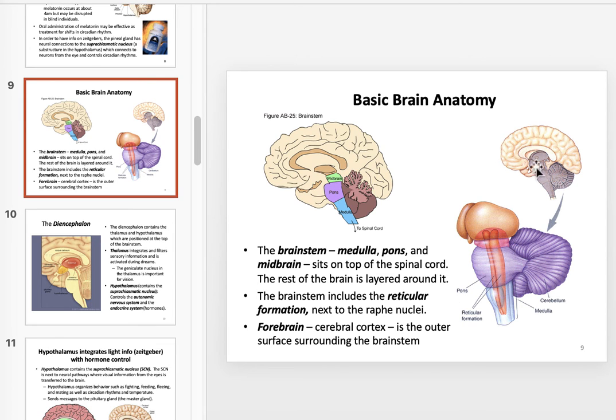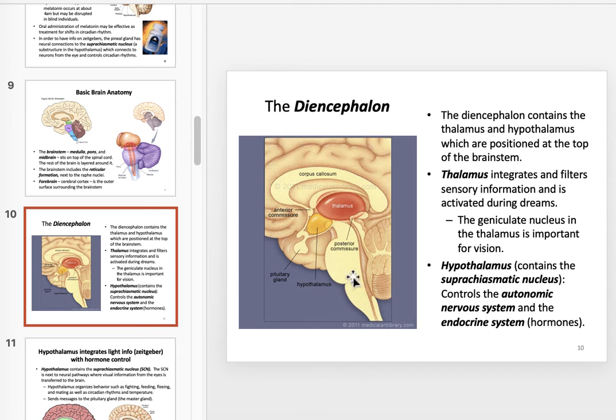Everything else outside this brainstem, so if the brainstem is a stem and your brain grows around it during development, well, we call that your forebrain, your cerebral cortex, and it's the outer surface that surrounds the brainstem. So right on top of the brainstem is the diencephalon. So once again, here we have our medulla, our pons, our midbrain, and on top of that is something called the diencephalon. Di meaning two.